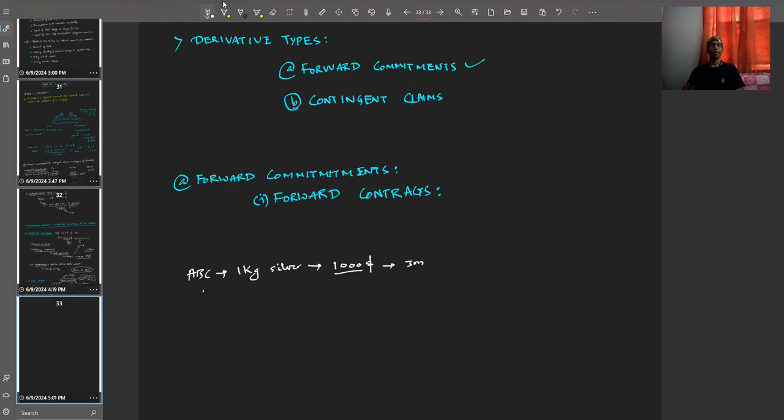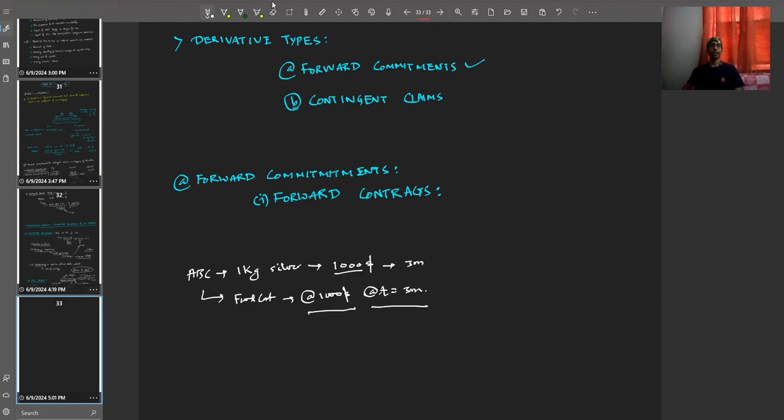Okay, so ABC creates a forward contract which says that ABC is willing to sell the silver at $1,000 3 months from now. So the forward contract says that 3 months from the initiation of the contract, ABC is going to sell the 1 kg of silver at $1,000 once the forward contract has been initiated. This is what we call a forward contract.